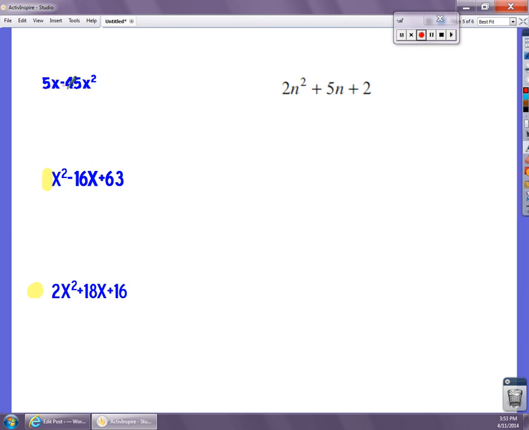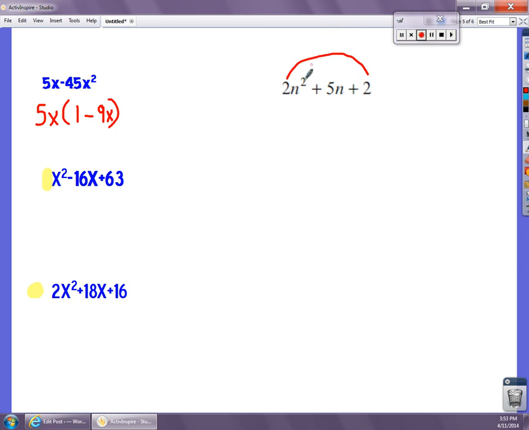The first one is just a binomial, so all I do is factor out by using the greatest common factor. When I factor out a 5x, I'm left with 1 minus, and then 45x would be 9x. And that's the factored form of this. Here's one of the ones we did today.